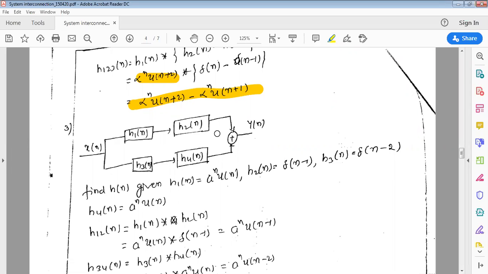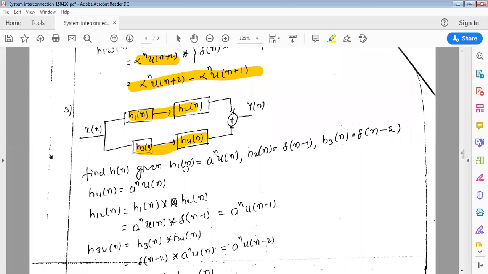h1 of n into h2 of n convolved. h1 of n convolved with h2 of n. Next. Kokila, tell. So let us get the result finally. See here, h1 of n convolved with h2 of n plus h3 of n convolved with h4 of n. That will give me final h of n.